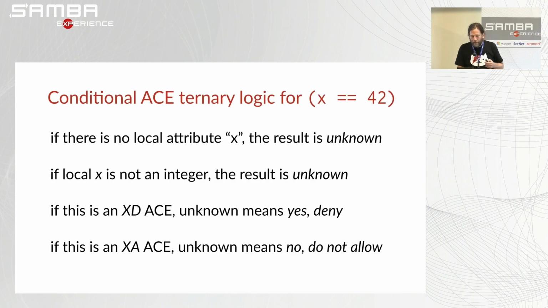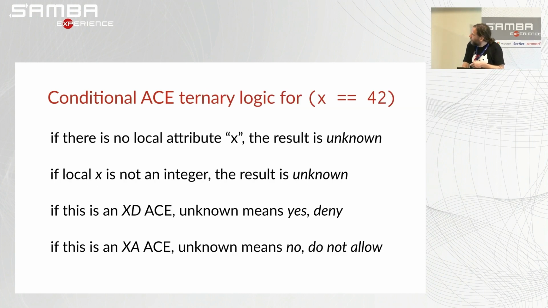And then if the end result of the whole expression is unknown, if it's a deny ACE, unknown means yes. It means yes, deny. If it's an allow ACE, it means no, don't allow. So unknown results, you just treat them with as much suspicion as you can, and it works.